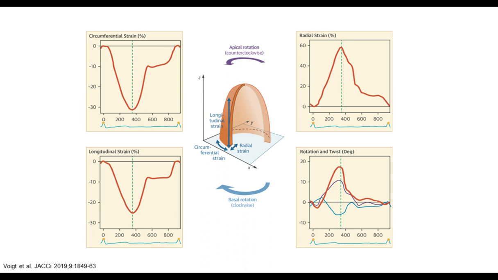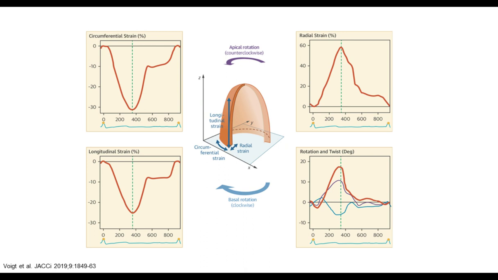Basically what we do with strain is we measure the deformation and we quantify this. So we have the longitudinal strain, which is the shortening of the left ventricular chamber over the cardiac cycle. We have radial strain, which is thickening of the myocardium at a specific point. And we have the circumferential strain, which is basically the twisting motion of the heart, and this can also be quantified. So these are three different components which can each individually be quantified to measure deformation of the heart.